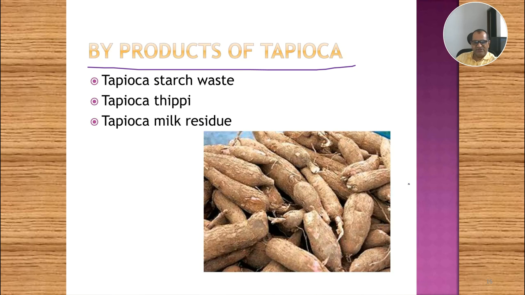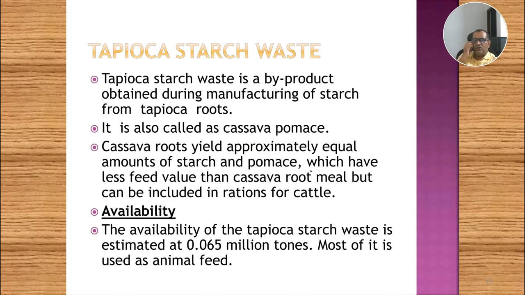tapioca starch waste, after processing the tapioca for so many other products, can be used. Tapioca thippai can also be used. Then tapioca milk residue can also be used as an unconventional source of food. This tapioca starch waste is a byproduct obtained during the manufacturing of starch from tapioca roots. It is also called cassava pomace. These cassava roots yield approximately equal amounts of starch and pomace, with less feed value than cassava root meal, but it can be included in rations of cattle not exceeding 30%.